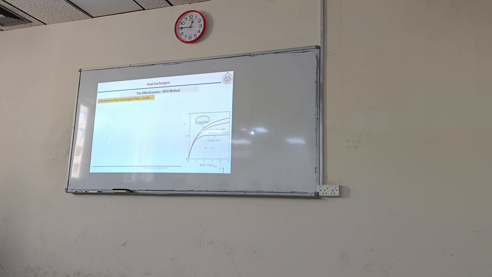Counterflow will give us the highest effectiveness, parallel flow will give us the lowest effectiveness, and all others will be between these two. This is the second observation. Third observation: for very low NTU values, we get very low effectiveness, whatever the heat exchanger, the same effectiveness. If A is very low, NTU is very low. NTU normally means area, because U and C minimum are fixed.